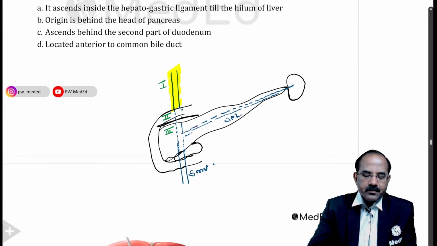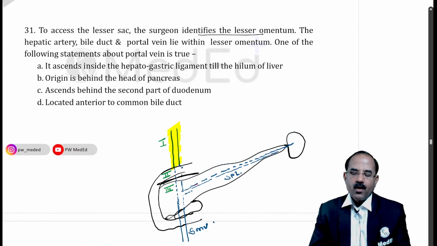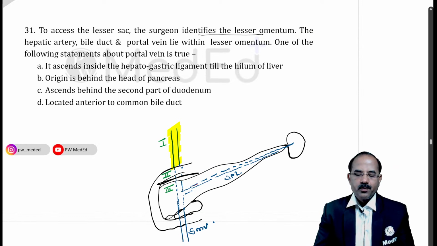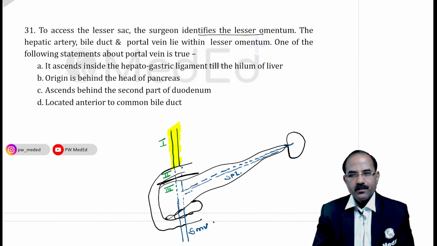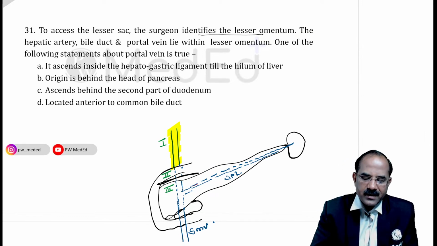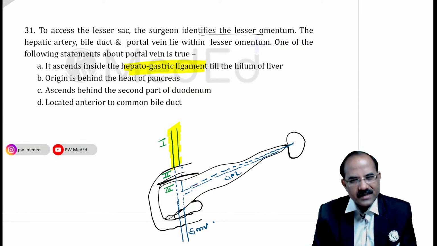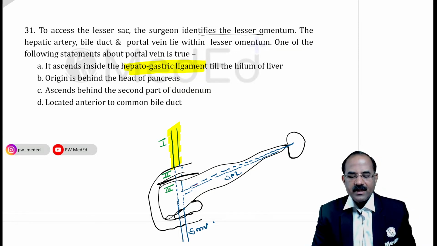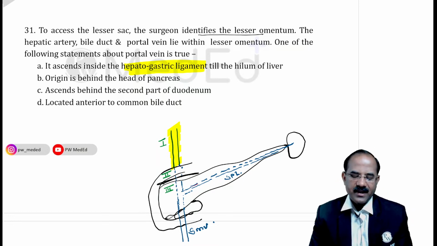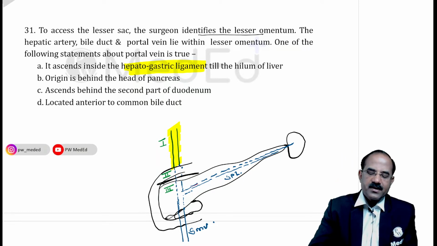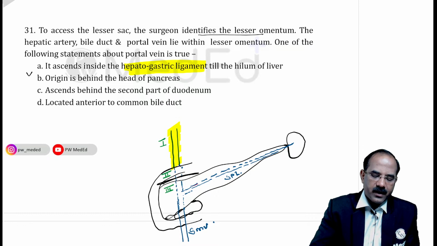Okay. Look at this. One of the following statements about portal vein is true. One: it ascends inside the hepatogastric ligament. What is hepatogastric ligament? That's the lesser omentum. So it ascends inside the lesser omentum till the hilum of the liver. That is correct. ये बराबर है. That's correct.